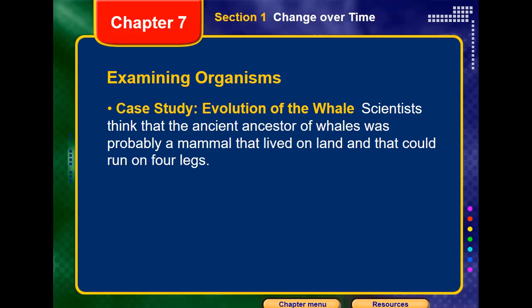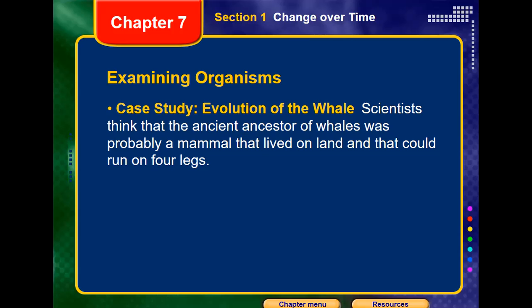Scientists think that the ancient ancestor of a whale was probably a mammal that lived on land. And we know that a whale is a mammal. It looked like a fish, but actually it's not a fish. We describe it as a mammal. Why? Because it gives birth, and it also breathes through lungs, not gills. So it doesn't have the characteristics of a fish, but it has the characteristics of a mammal.